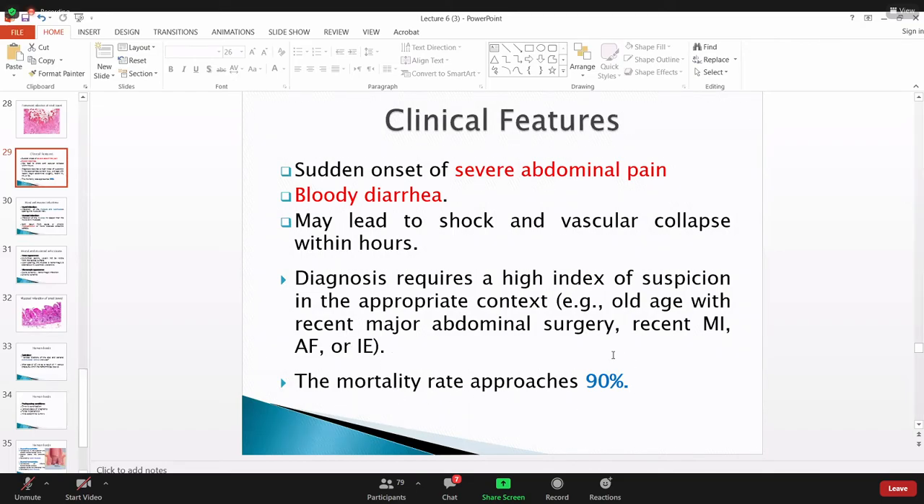Mortality rate is very high. It might reach up to 90% of the cases. So very, very high mortality rate. If it is not treated within 24 hours, the patient will pass, okay?